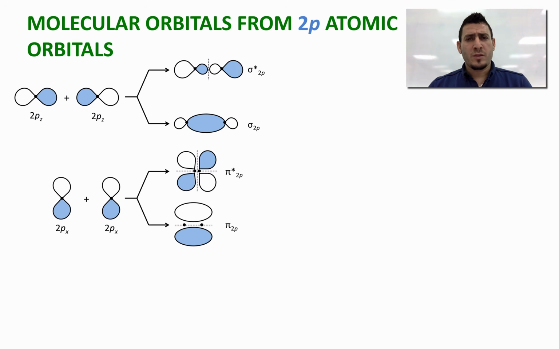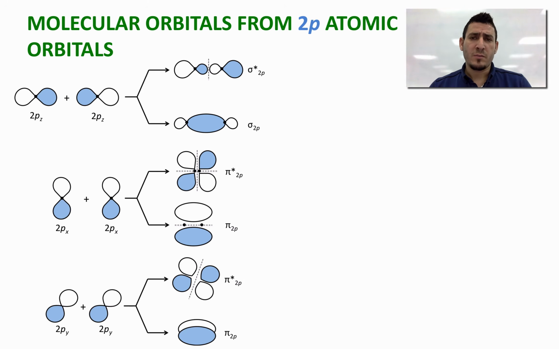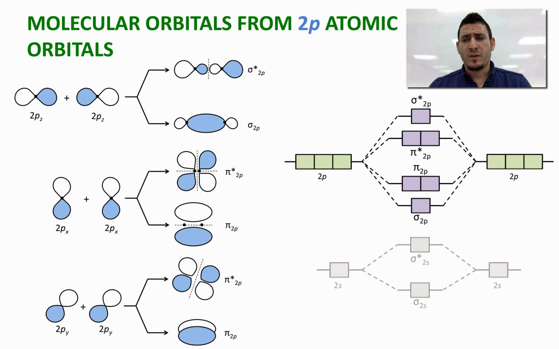Now for the px orbitals, they are going to overlap in a parallel way, and therefore they are going to form molecular orbitals where the electron density is distributed above and below the plane, and therefore they're going to form pi bonds, and that's why we call these orbitals pi 2p and pi star 2p. We have another pi 2p and pi star 2p that can also form from overlapping of py orbitals. So now, as you can see, we can illustrate this in a similar way to what we did with the s orbitals and get the following scheme.